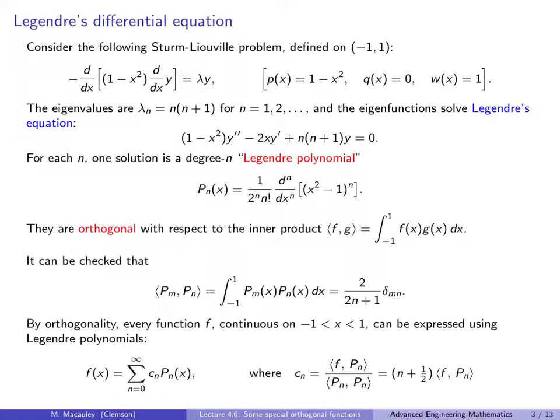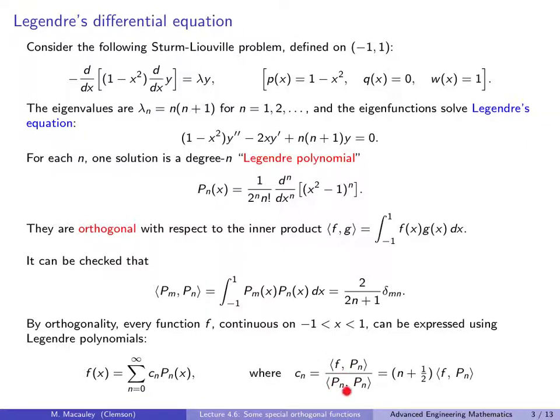By orthogonality, every function f of x continuous on the open interval from negative 1 to 1 can be expressed using Legendre polynomials. In other words, f of x equals the infinite sum from 0 to infinity, because I'm going to allow the constant function, of c n times Pn of x. And we have an explicit formula for Cn. As before, it's the inner product of f with Pn, the degree n Legendre polynomial, divided by the inner product of Pn with itself. And again, this is just normalizing it because these things are typically not unit length.